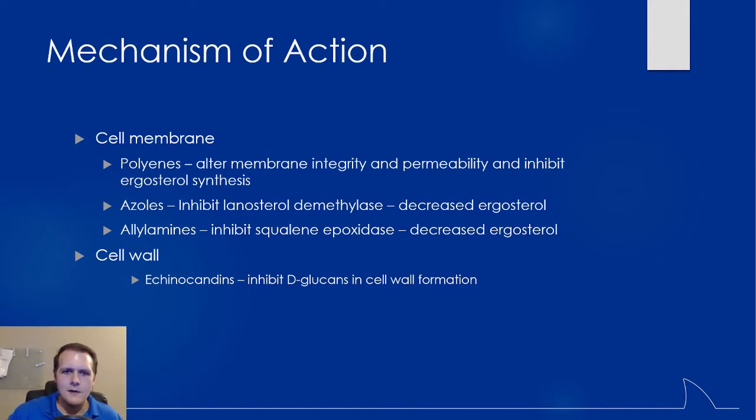Other ones include things like inhibiting certain enzymes that are responsible for producing that ergosterol. Again, less ergosterol, cell membrane disruption, thus cell death. And then things like the echinocandins influence the cell wall specifically by interrupting the D-glucans.